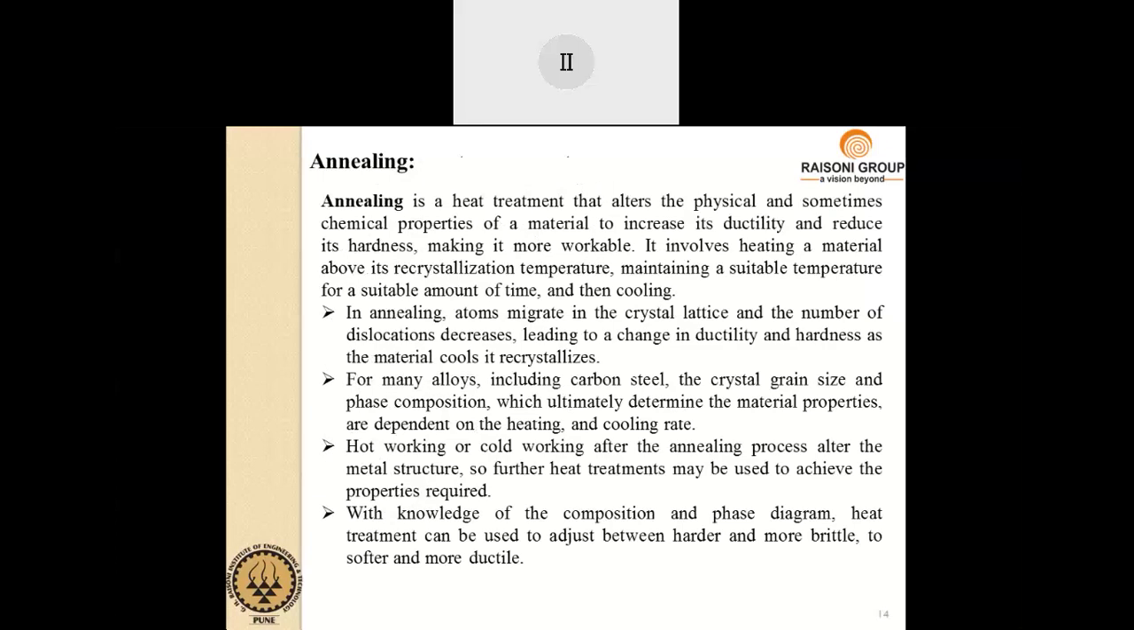The first is annealing. Annealing is a heat treatment process that alters the physical, sometimes chemical, properties to increase the ductility and reduce the hardness. It makes the material more workable.